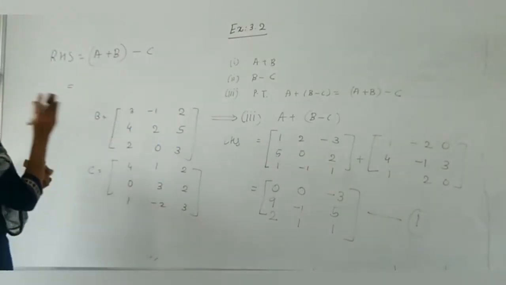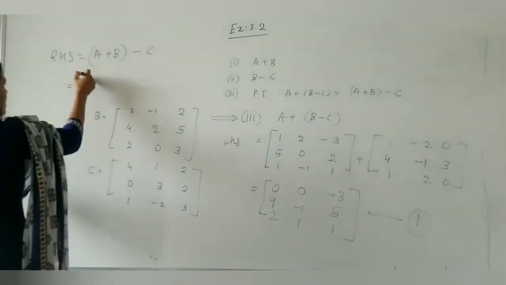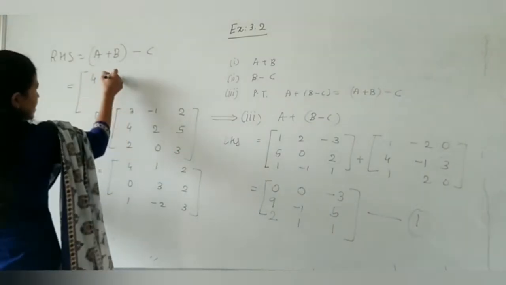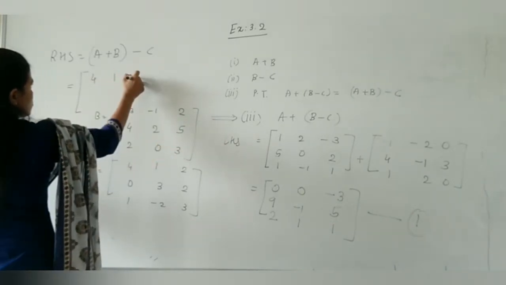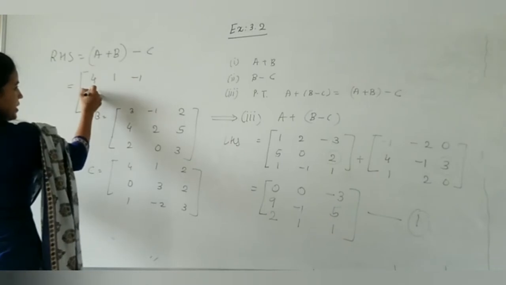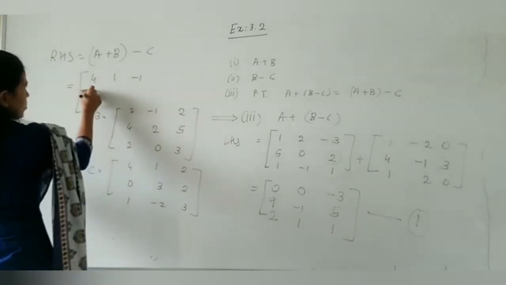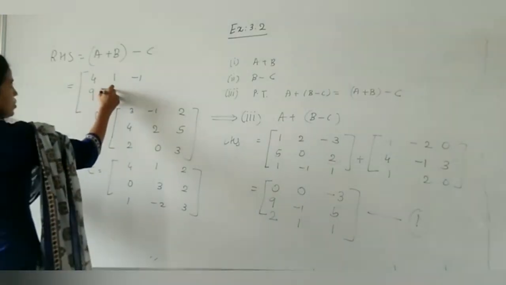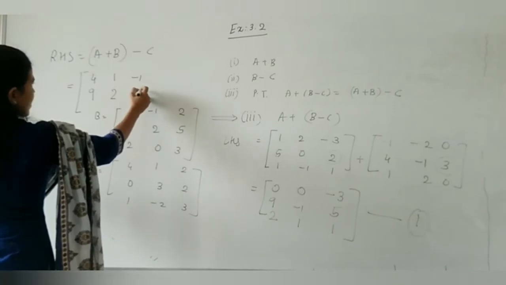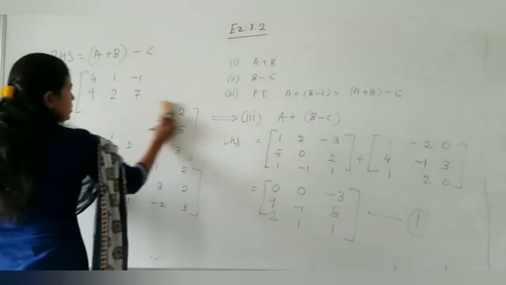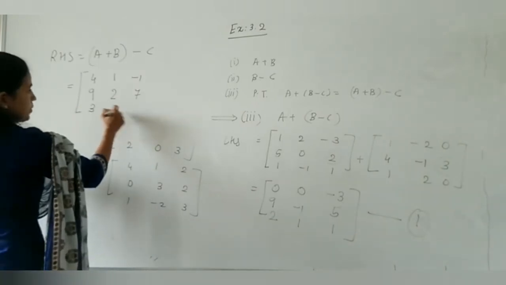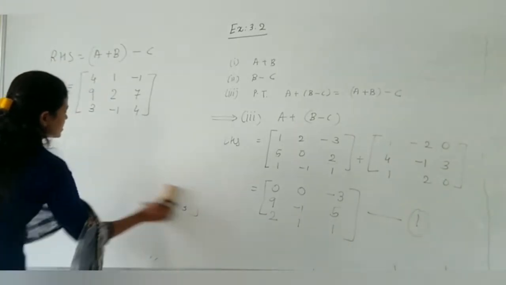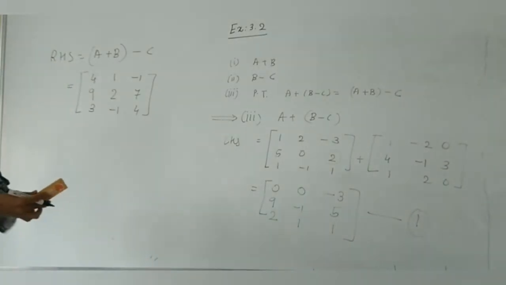As you have seen, just backward the video and you can see what is the A plus B. A plus B is 1 plus 3, that is 4. 2 minus 1, that is 1. Minus 3 plus 2, that is a minus 1. 5 plus 4, that is a 9. 2 plus 0, that is a 2. 5 plus 2, that is a 7. Then 2 plus 1, 3. 0 minus 1, 1. And 3 plus 1, 4. So this is the A plus B, students. You just see little bit backward. What is your A plus B?